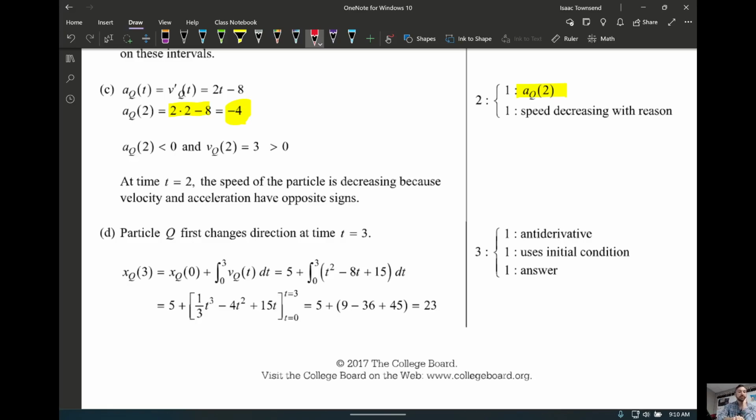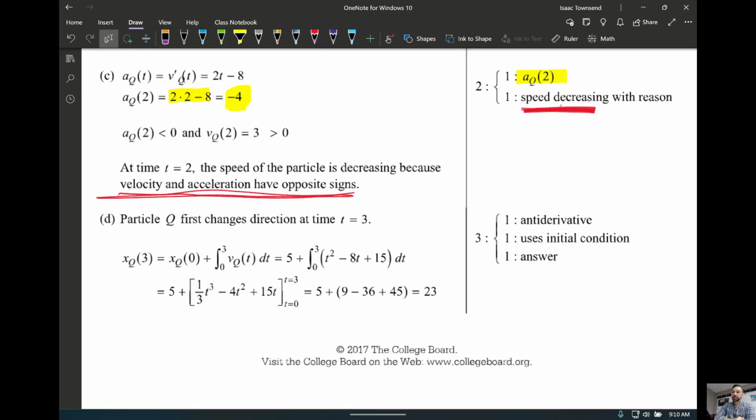Then they asked you if it was speeding up or slowing down, and you should have said it was slowing down, the speed was decreasing, but you also had to have the reason. It's decreasing because velocity and acceleration have different signs. Acceleration at 2 was negative, velocity at 2 was positive. It was moving to the right, but the acceleration was increasing the rate of speed towards the left. So that's decreasing in speed. That one should be pretty easy for you with that mini quiz we did the other day. You just got to make sure they have the same signs to be speeding up.